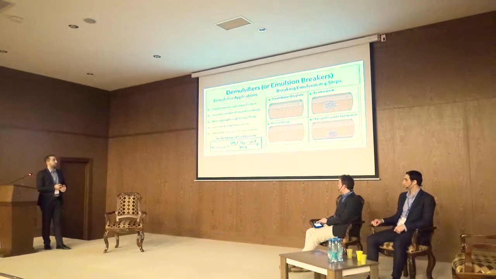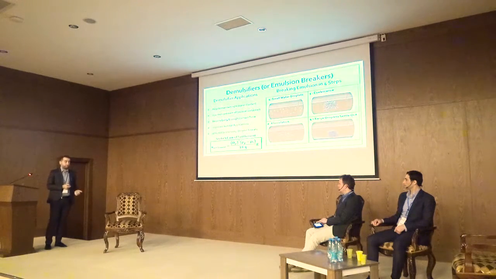And also if the droplet sizes are bigger, it's easier to separate, because the velocity is directly proportional to this. So these demulsifiers help us to increase the velocity of the droplets to get them down and separate them from the system.